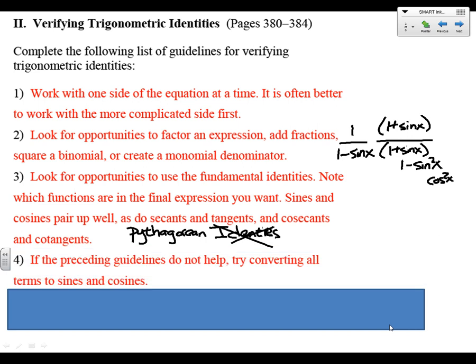And if that doesn't work, try converting to sines and cosines. We worked on this a little bit. If you see tan and you're not sure what to do, turn it into sine x over cosine x.